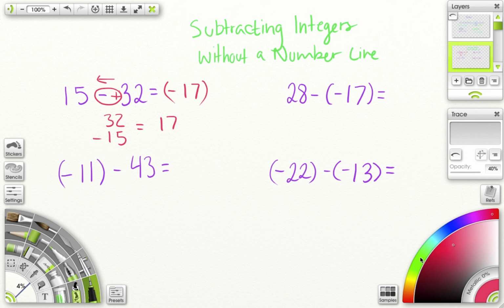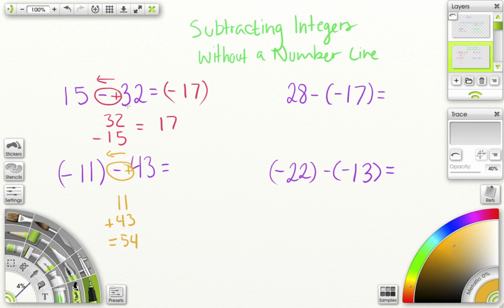And that's our first one. Next is negative 11 minus 43. Remember that these are opposite integers right here. So that means we are going to the left. So this negative 11 is going to lose even more value. How much value is it going to lose? Easiest way to do it is take 11 and you add 43, which gives us 54.